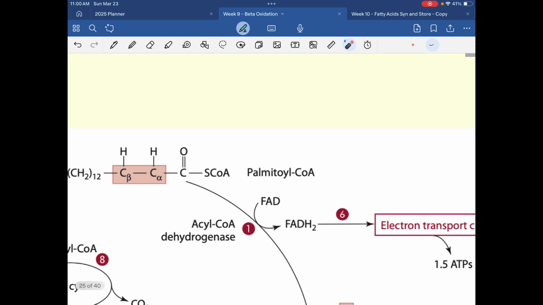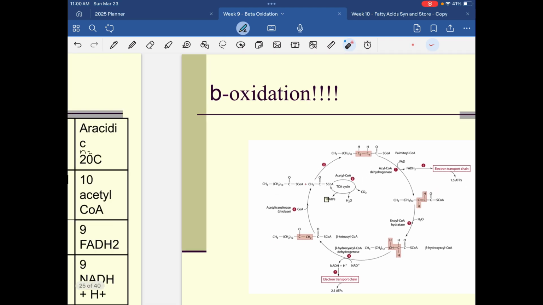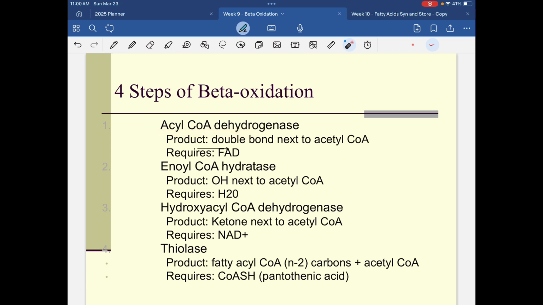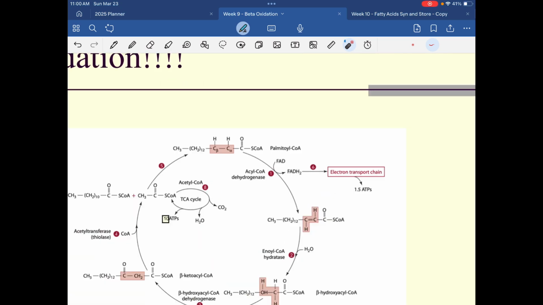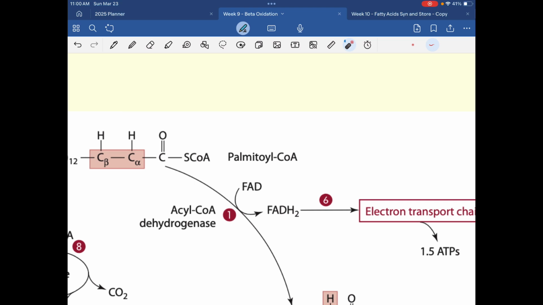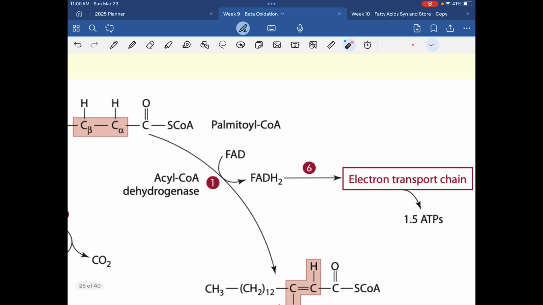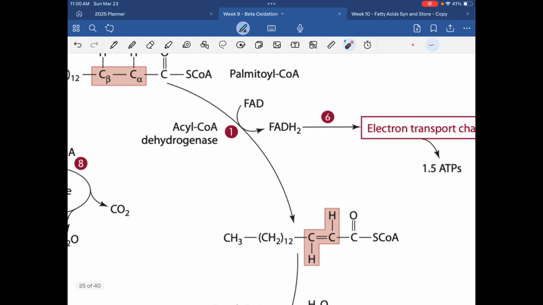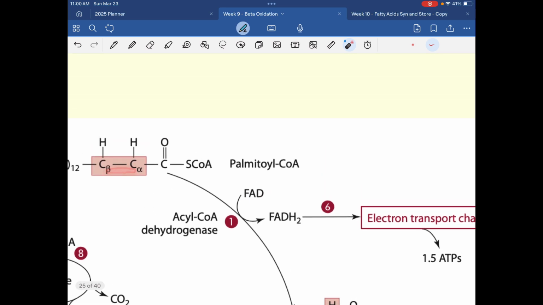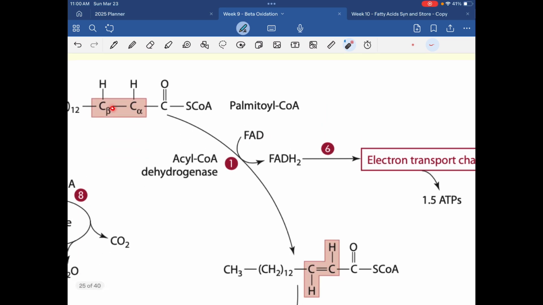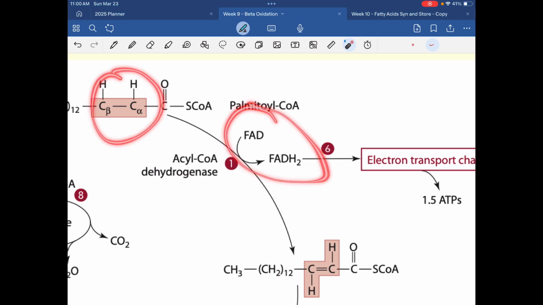So enzyme number 1 is acyl-CoA dehydrogenase. You're going to see if I go back here, acyl-CoA dehydrogenase. So this slide you can match up to this picture very easily. We're going to use FAD. We're going to oxidize this palmitoyl-CoA. That's going to give me FADH2. And when I oxidize palmitoyl-CoA, all the action is going to happen in here. So I'm going to start by forming a double bond between these carbons. That's what you're seeing right here. So remember, when we oxidize something, something else is being reduced. Reduction involves gain. That's what you're seeing right here.